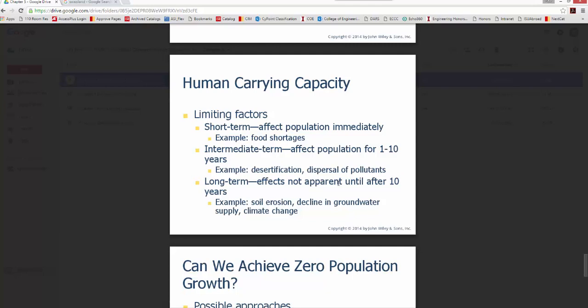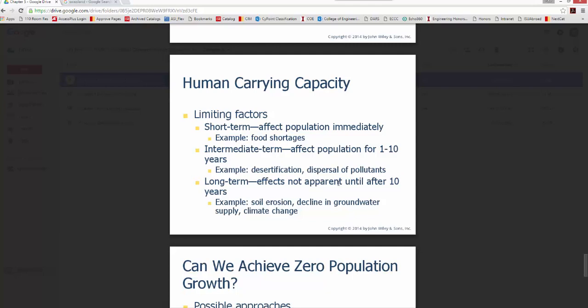Food shortages. There are three terms that we use: short-term, intermediate-term, and long-term. Short-term impacts are those we see in less than a year. So you see food shortages over in the continent of Africa and different parts of the world. That is a limiting factor of our carrying capacity. Intermediate-term are things that affect our population in a decade or less.